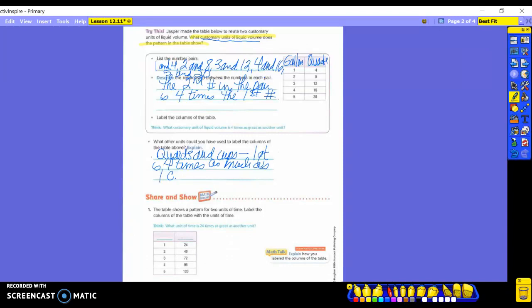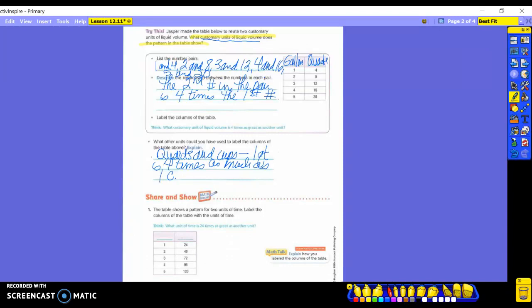All right, let's look at the share and show. We're going to see what you can come up with. Read with me. The table shows a pattern for 2 units of time. Label the columns of the table with the units of time. So you're going to first go over your relationship pairs. It didn't ask you to write all this information this time, but should you go over it? Yeah, you need to look at your pairs 1 and 24, 2 and 48, 3 and 72, and so on. Then you need to think about what is that relationship.